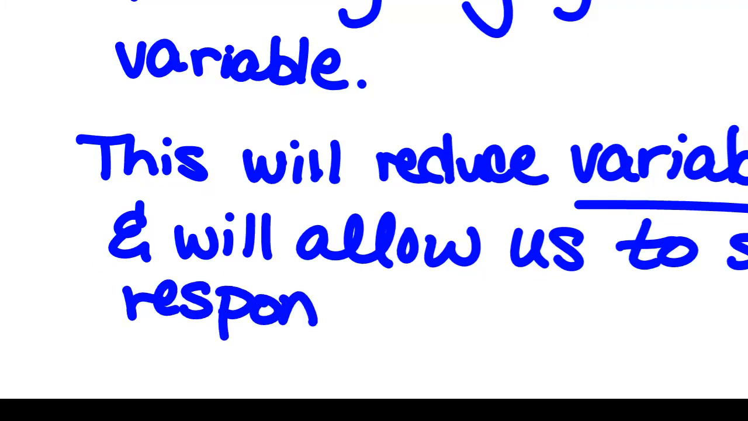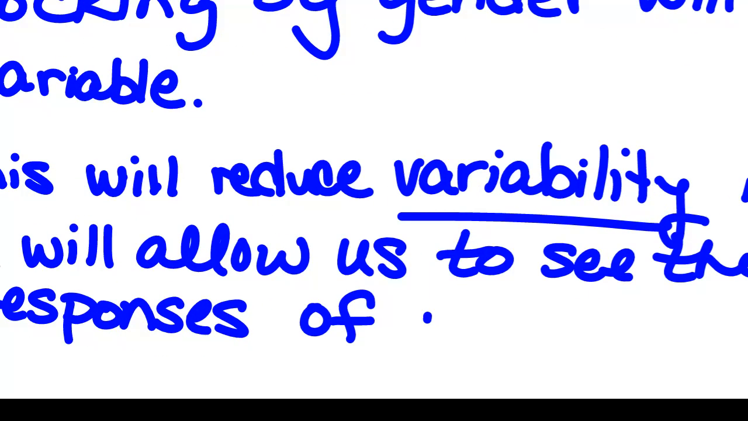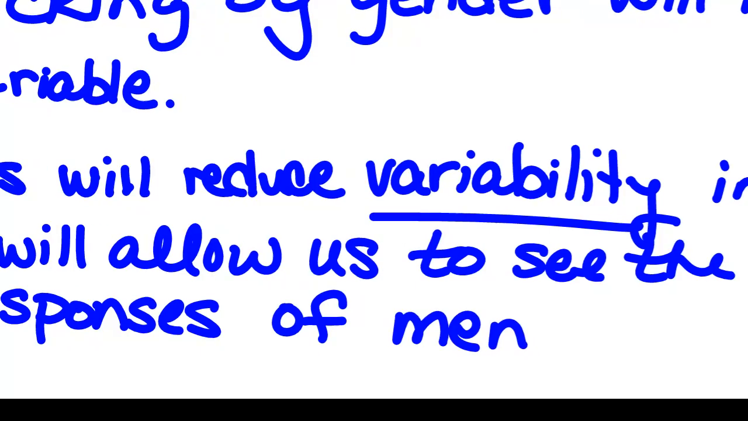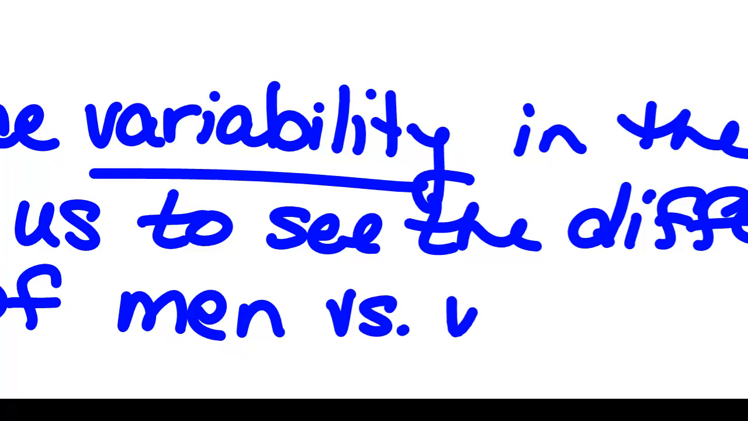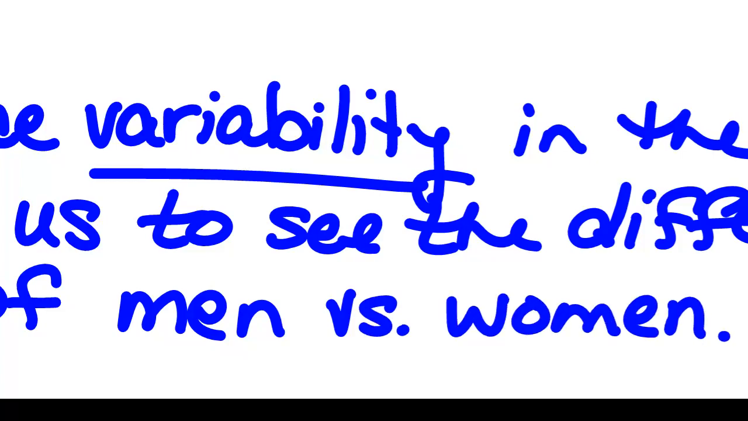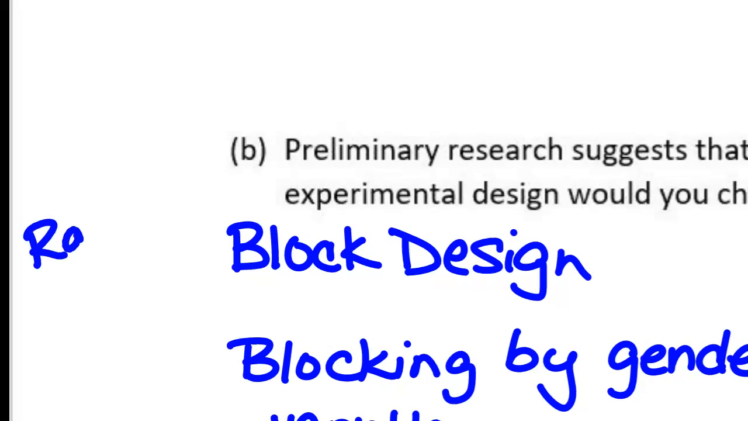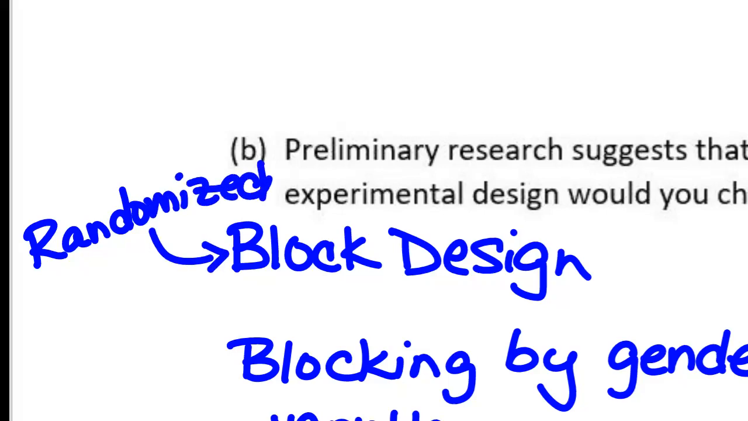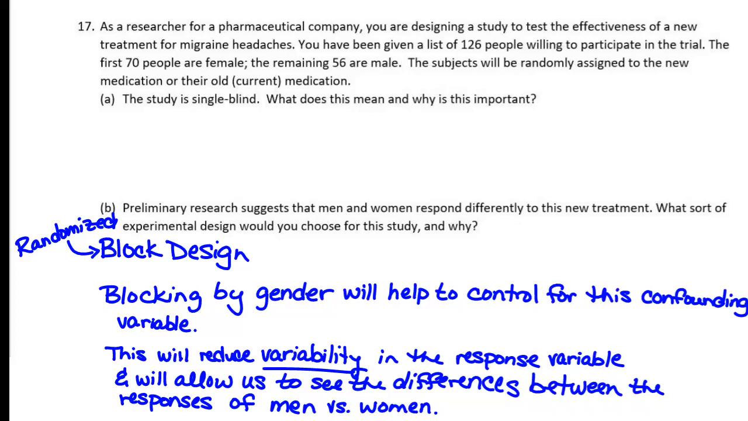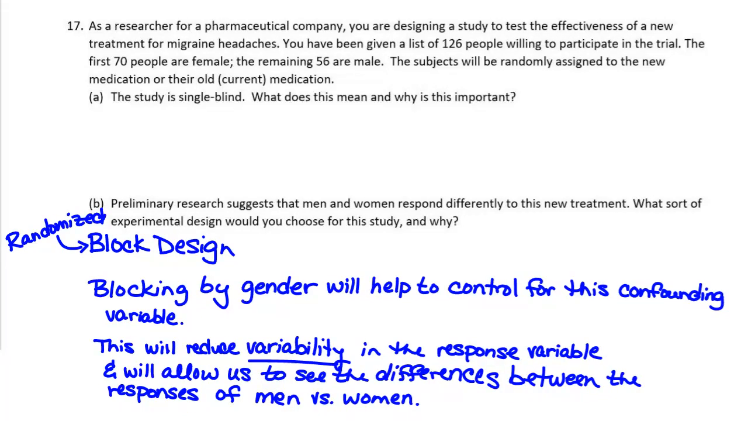Mm-hmm. What did you say was the difference between blocking and stratifying? Give me half a second or I'll start writing my answer to you and not the words that I'm trying to write here. Okay, so the difference between a block design, specifically we should say randomized block design, and stratified random sampling, because it feels very similar.